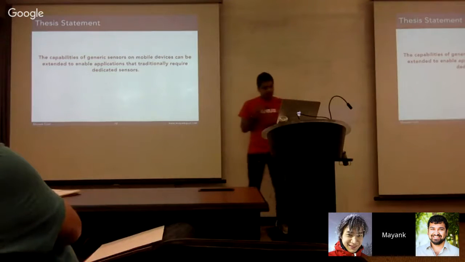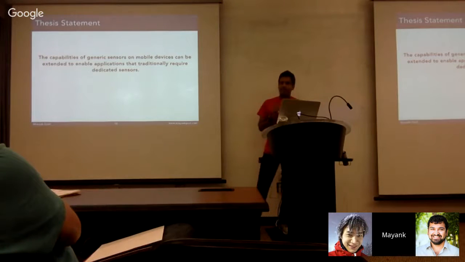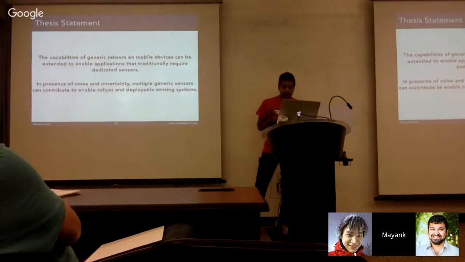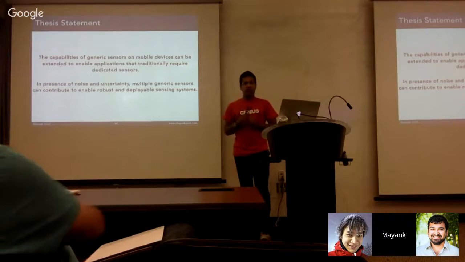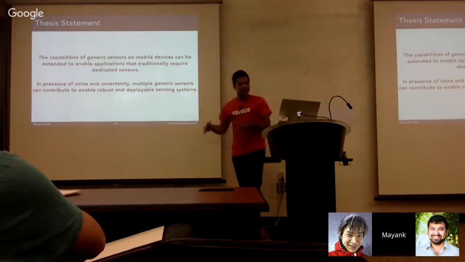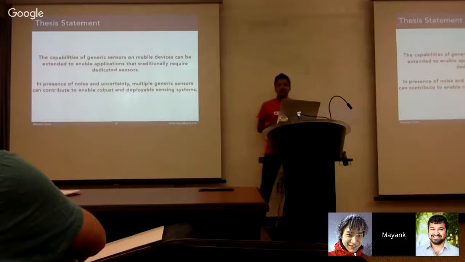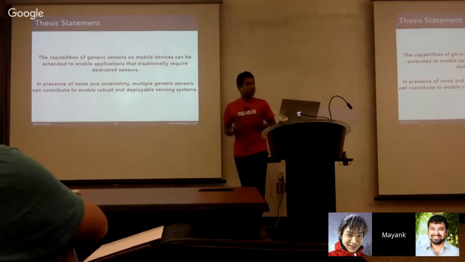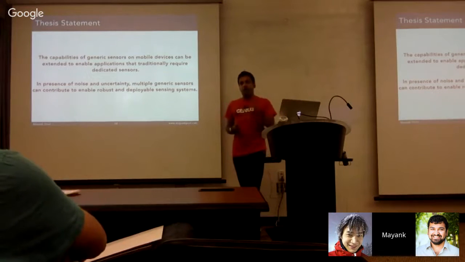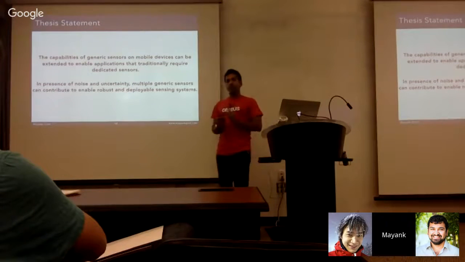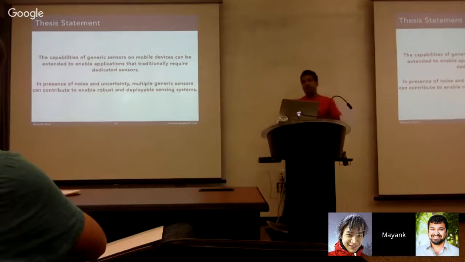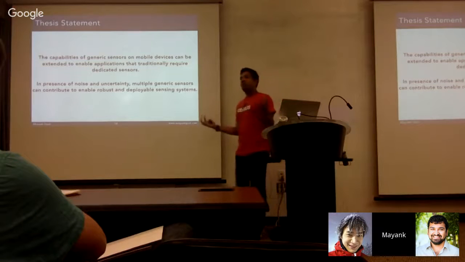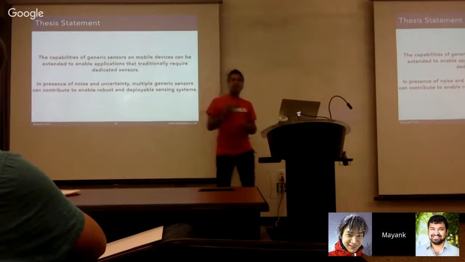The thesis states: the capabilities of generic sensors on mobile devices can be extended to enable applications that traditionally require dedicated sensors. And in presence of noise and uncertainty, multiple generic sensors can contribute to enable robust and deployable sensing systems. That's a lot of words. The basic thing that I'm saying is that the sensors that we have on our phones and other mobile devices, we can extend their capabilities for new applications. And when we deploy those applications, there will be situations when the environment will be noisy and there will be a lot of uncertainty. And that's when we need to incorporate a lot of other sensors that are there on the phone to mitigate some of those challenges.